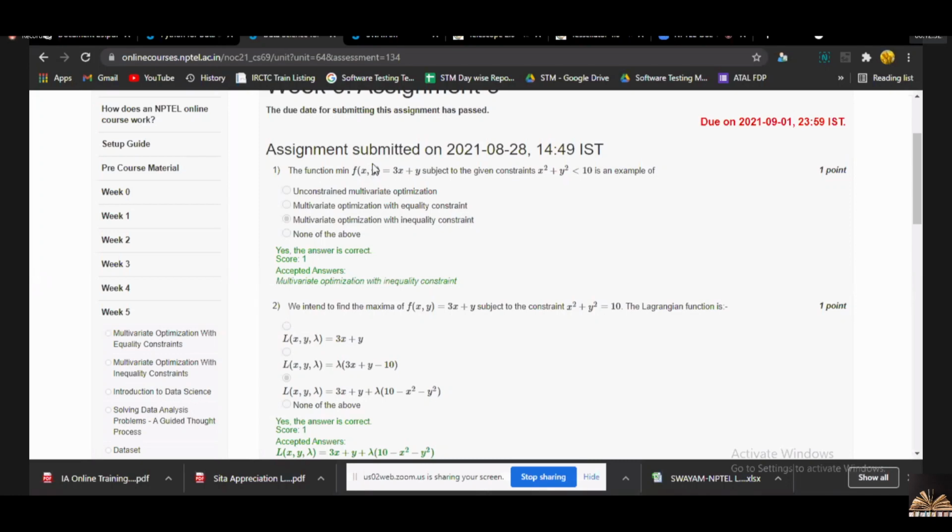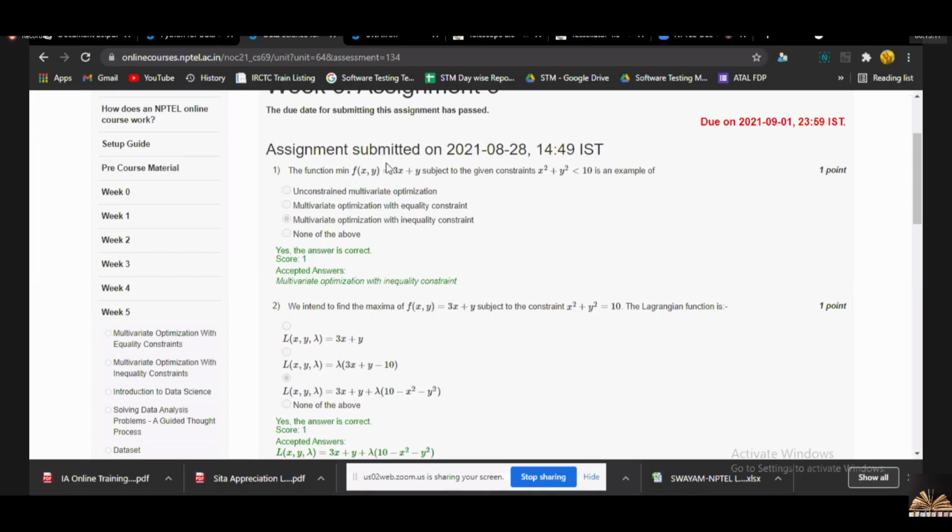Multivariate, yes, here two variables are involved in this function, but equality constraint, no, because x square plus y square equal to 10 is not mentioned. So that's why it is not an equality constraint, and this option is also ruled out. Next, third one is what? Multivariate optimization with inequality constraint.